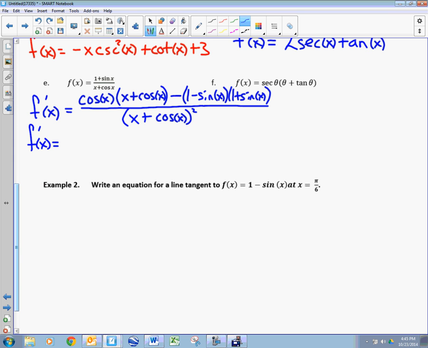Let's see what comes out. Cosine of x times x is x cosine of x. Cosine of x times cosine of x is cosine of x squared. Then I have to multiply this out. If you notice, 1 minus sine of x and 1 plus sine of x, they are conjugates. So as you multiply them, you will get 1 minus sine squared.